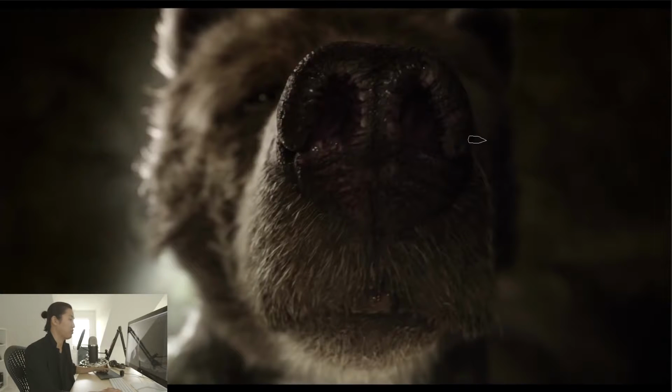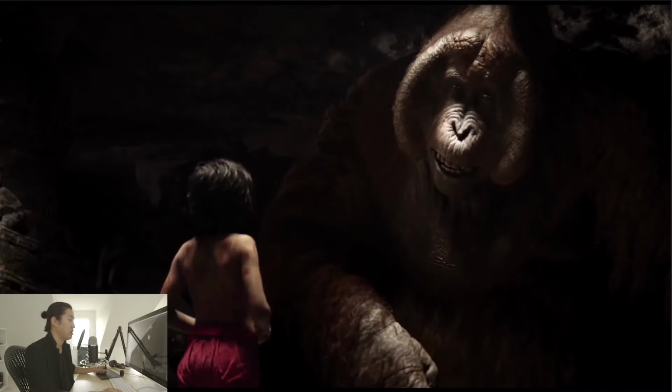Just beautiful recreation of depth of field here with his eyelid out of focus, the hair here out of focus, and the nose. You know, this is a beautiful CG character and a beautiful render. Really great lighting on the Baloo character. Amazing. Some kind of Godfather lighting happening here.